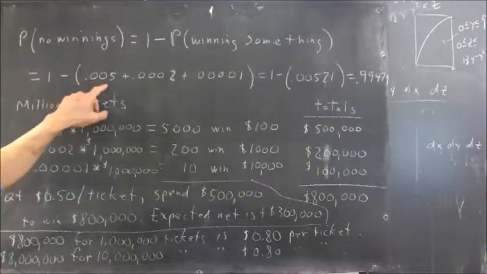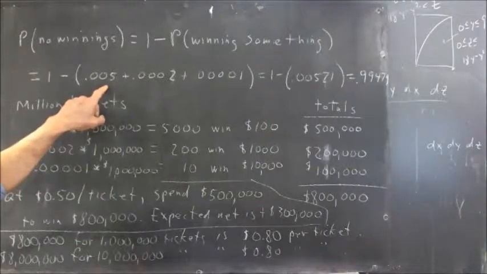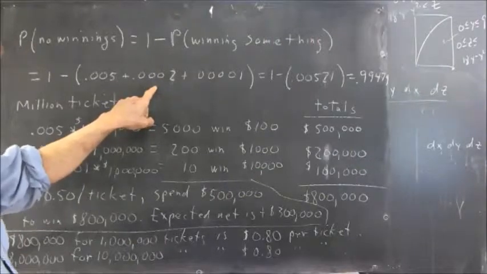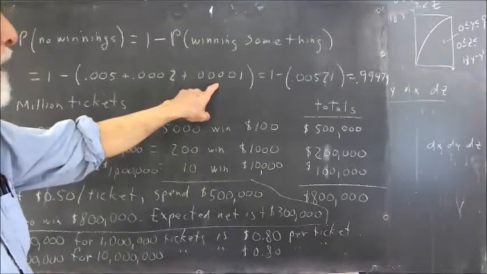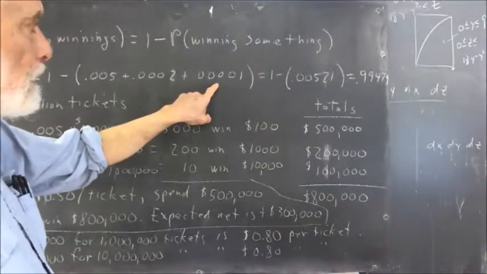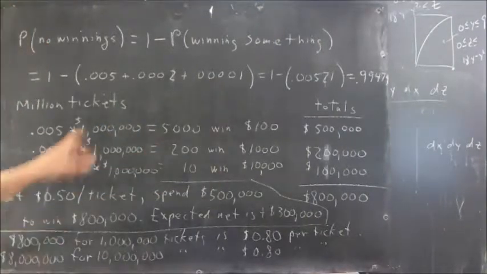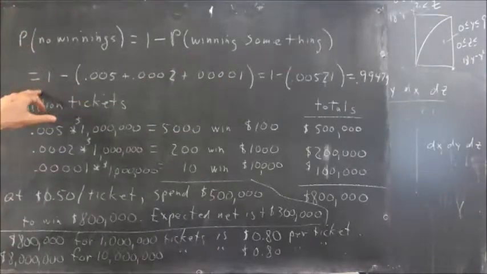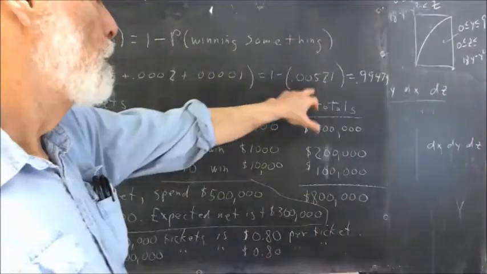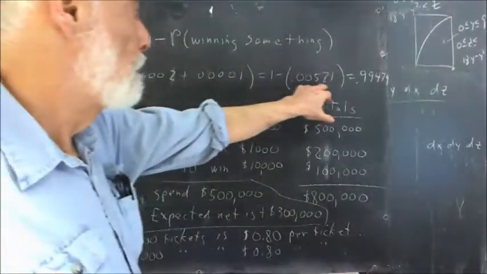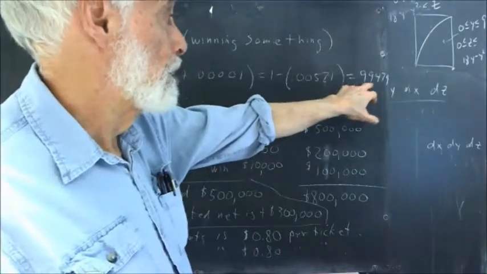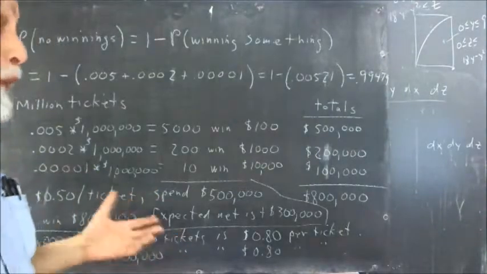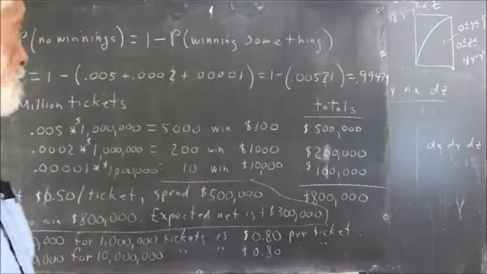This would be the probability of winning $100 in the case of the specific problem, plus the probability of winning $1,000, and another being the probability of winning $10,000. So we add these three together, and that's the probability of winning something. We subtract that from 1, and we get, well, 1 minus this total being 0.521. 1 minus that is 0.99479. So that's the probability of not winning anything on one ticket.